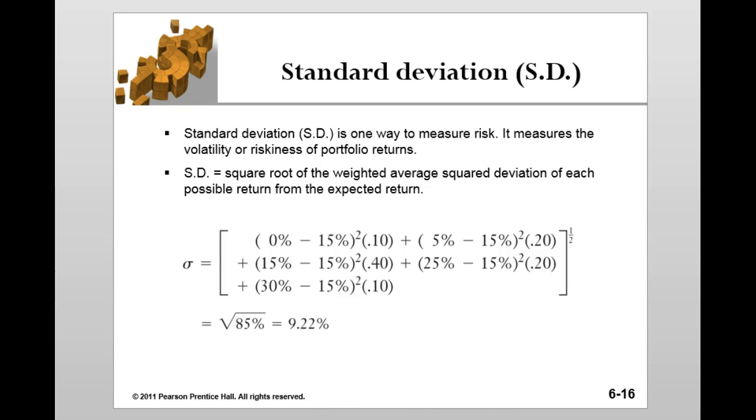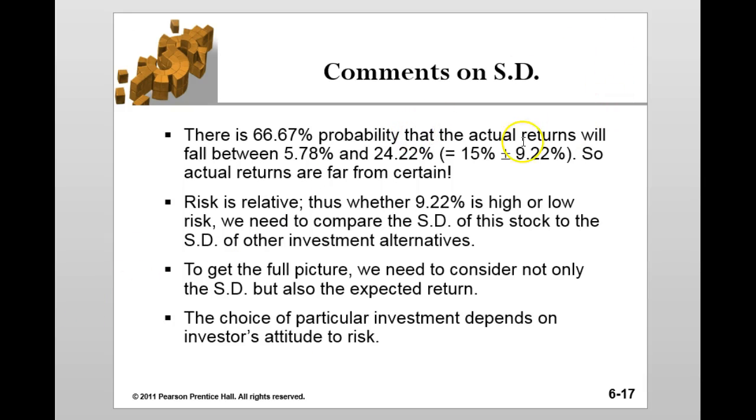Now comes the kicker. We're going to take the square root of that 85, and this gives us the standard deviation of 9.22. Now, when you look at it, you find out there's almost a 67% probability that the actual returns will fall between 5.7 and 24. That's a really long range. I mean, that's a very big variability as far as the possibility of where it's going to lie. So the risk is rather high if you're just looking at it.